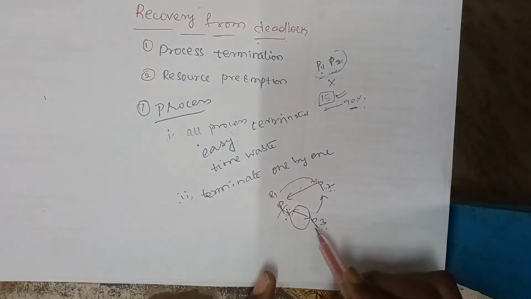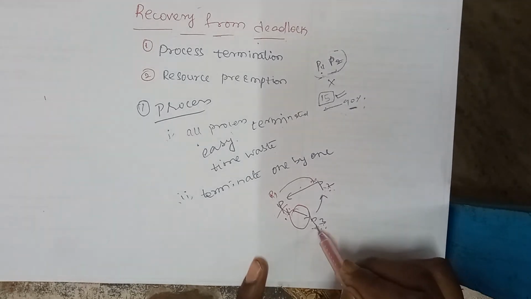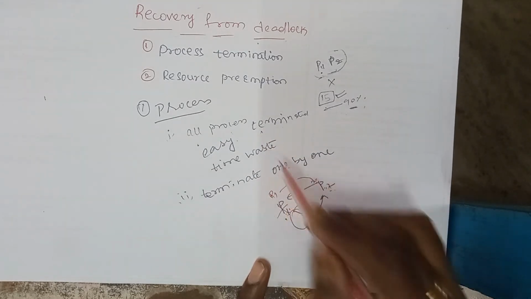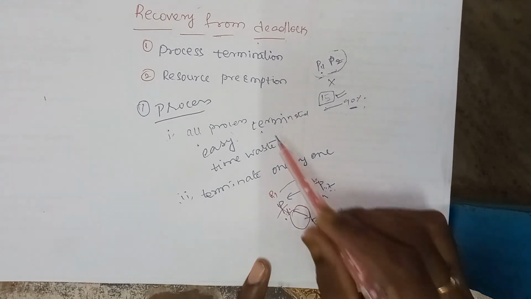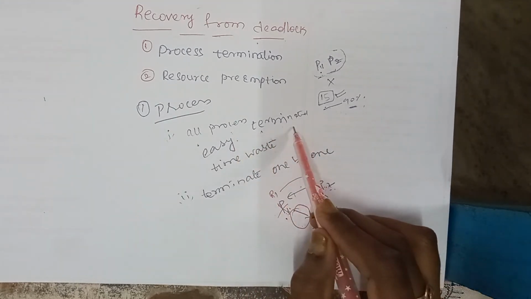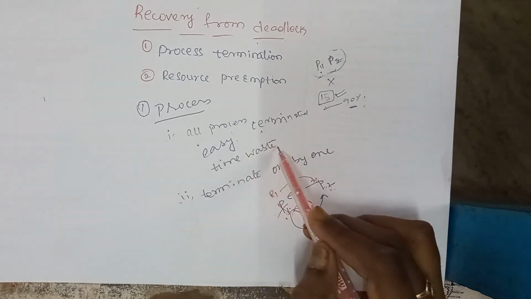But time is also wasted here, though less. It is complicated, whereas the other is easy. More time is wasted in one, and less time is wasted in the other. This is the difference between these two techniques. If you terminate all the processes at the same time, it is an easy task but a time-wasting process.